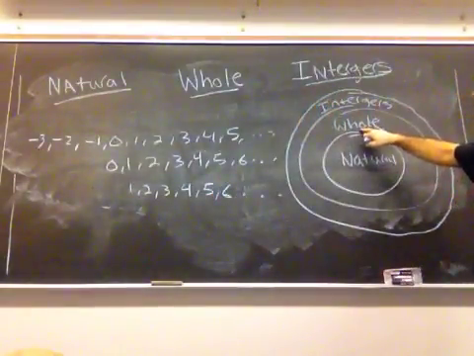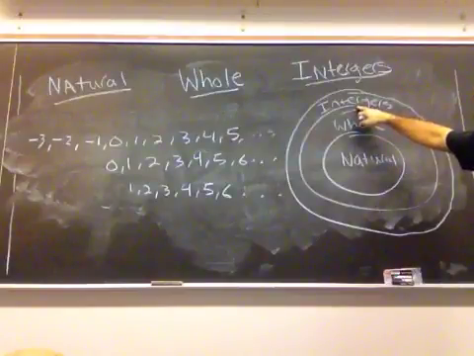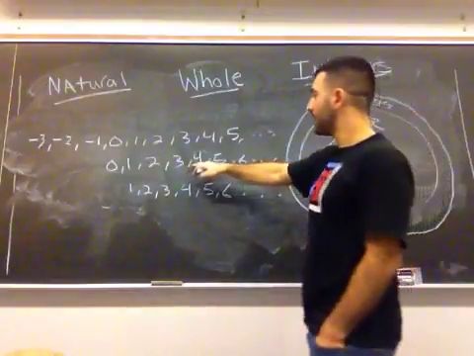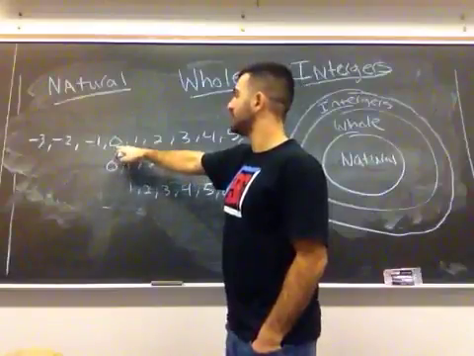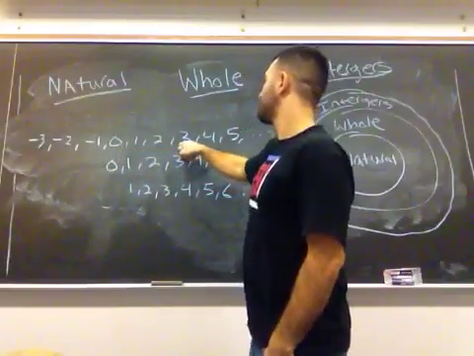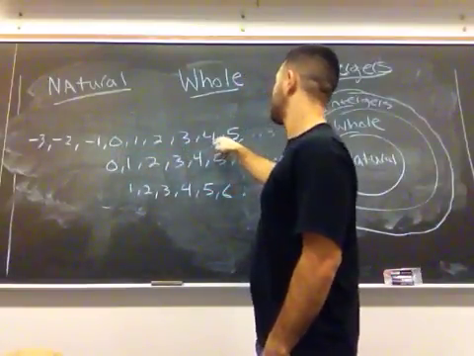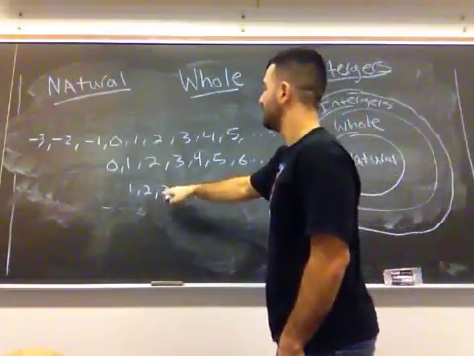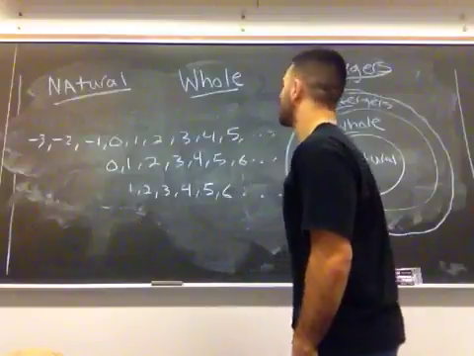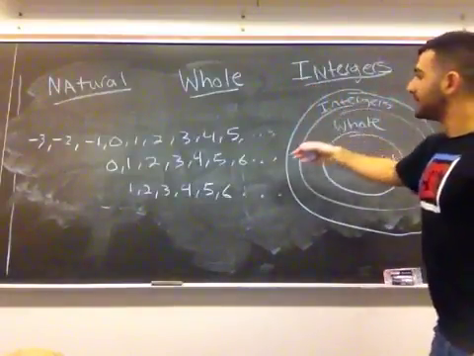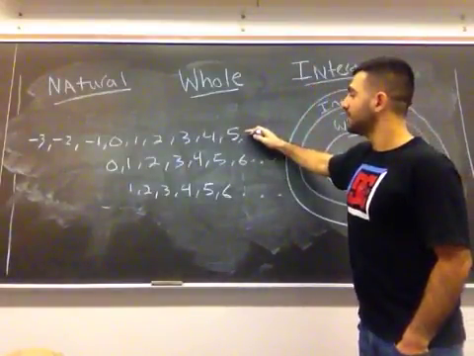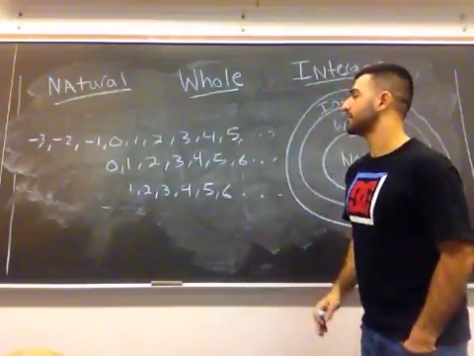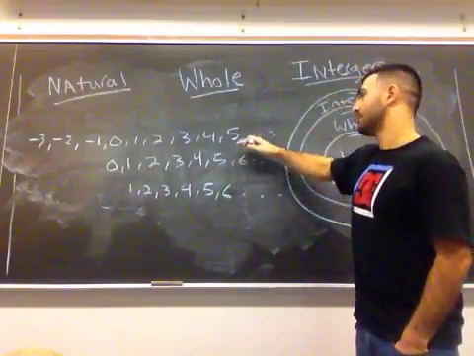But any whole number is also an integer. So any number I write here, 0 is also an integer, 3 is also an integer, 5 is also an integer. And any natural number is also an integer. So we see how this basically covers all of these numbers. So it becomes more general.